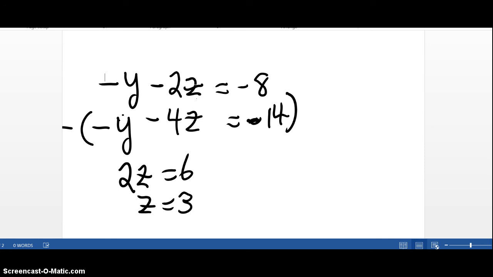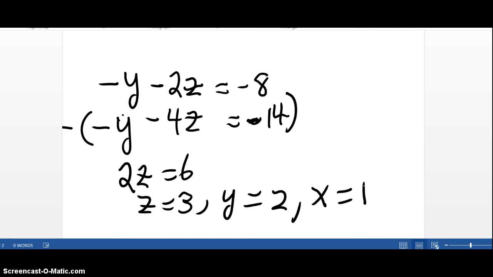Now that you have this, you can go back in and replace z with 3, and we end up with y equals 2. Go back to one of the original equations with three variables and we get x equals 1.